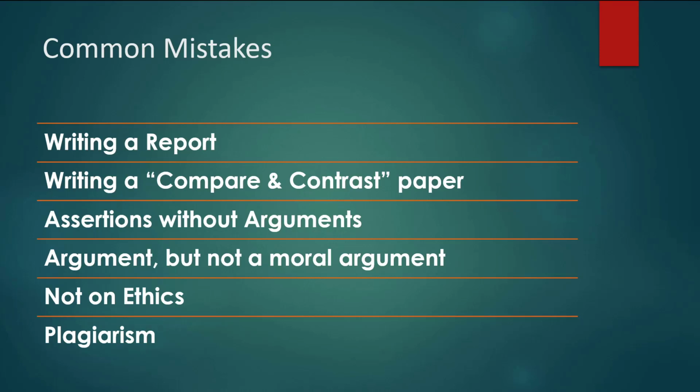A second common mistake is writing a compare and contrast paper. Now, there's nothing wrong with compare and contrast, where you present one view and then compare and contrast it with another view. But the objective in this paper is not to compare and contrast different views, although that could be a paper one could write for another course. The objective is to take a position on the issue, argue for it, and then consider an objection against it and reply back to it.